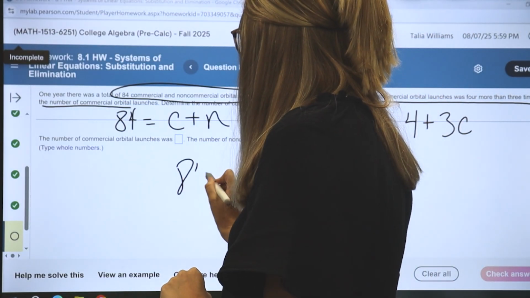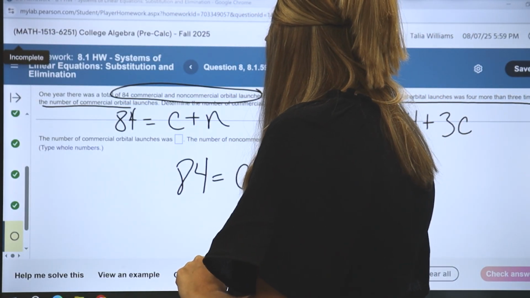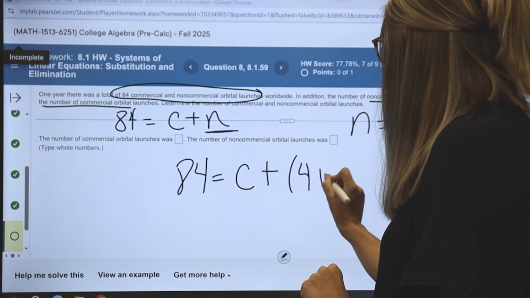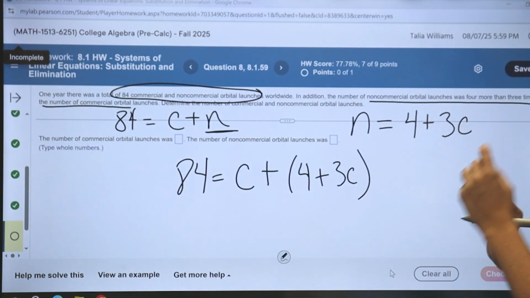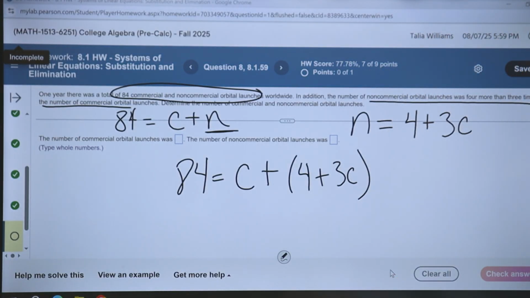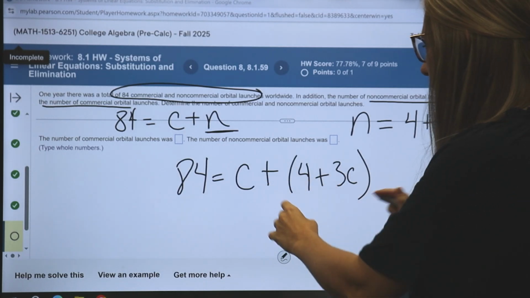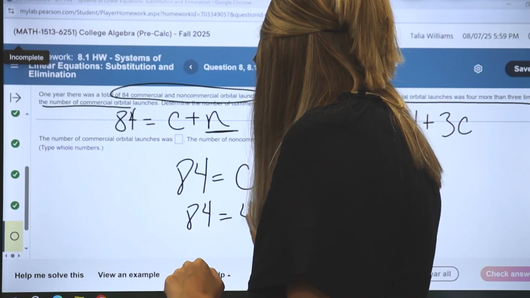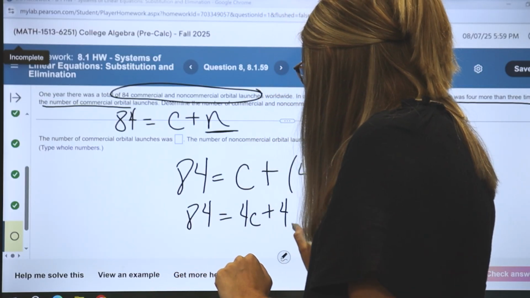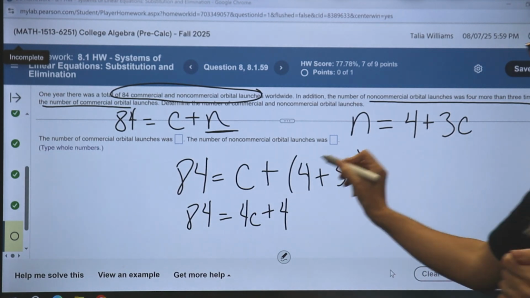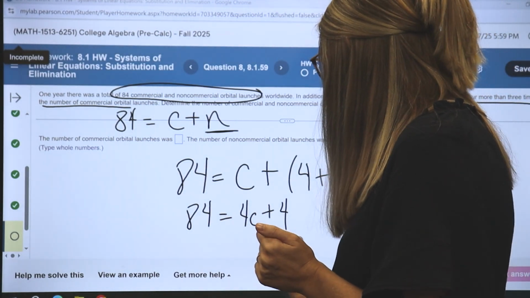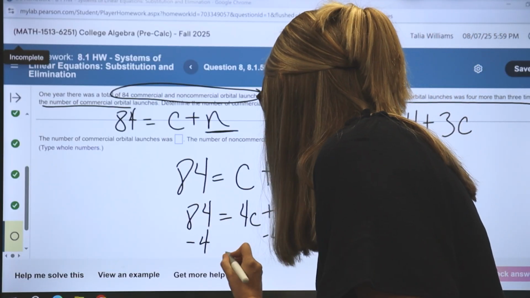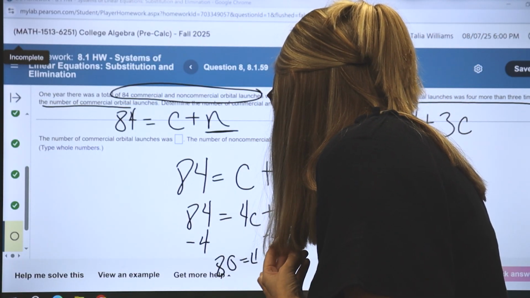So we're going to have 84 equals c plus, and then instead of n, we're putting 4 plus 3c. I put in parentheses for that moment. Okay, then we'll combine our c's over here. So I have 84 equals 4c plus 4. Then I'll subtract my 4, get my numbers together. 4 subtract 4 is 0 over here. 84 subtract 4 is going to give me 80 equals 4c.